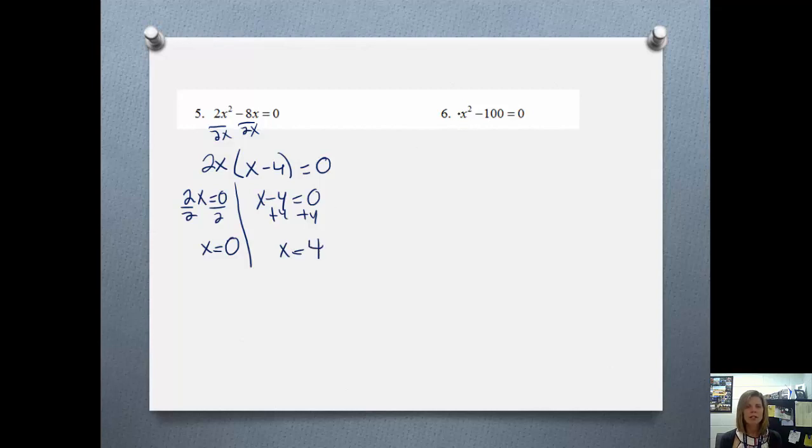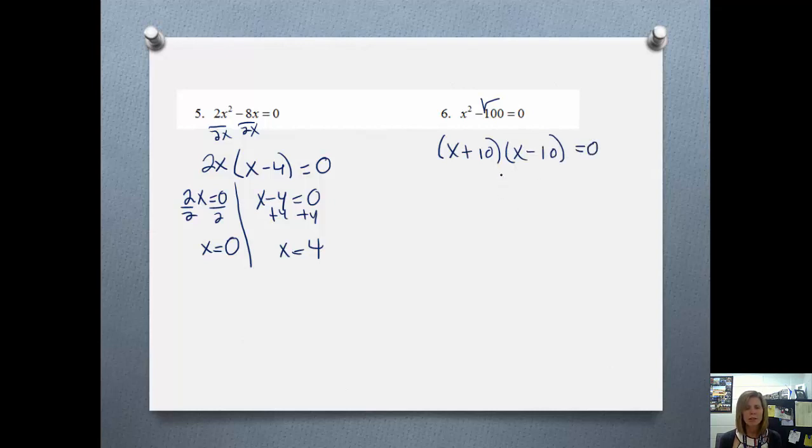Great. Number 6, we have x squared minus 100 equals 0. This one, it is equal to 0, so that's great. We can't do our method where we put a number over to the side because we're missing that middle term, but this is a shortcut one because I can square root 100. So if I shortcut factor this one, it will be x plus 10, x minus 10, and I'll still have it equal 0.